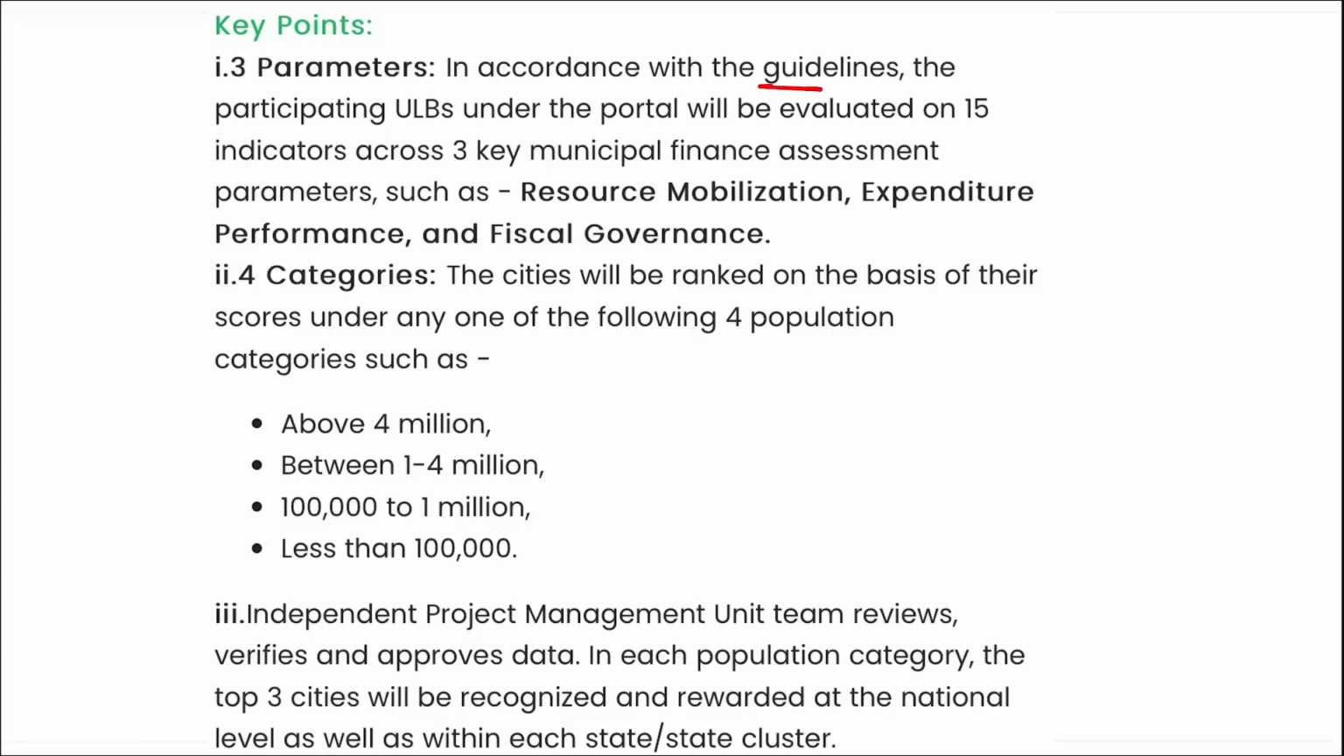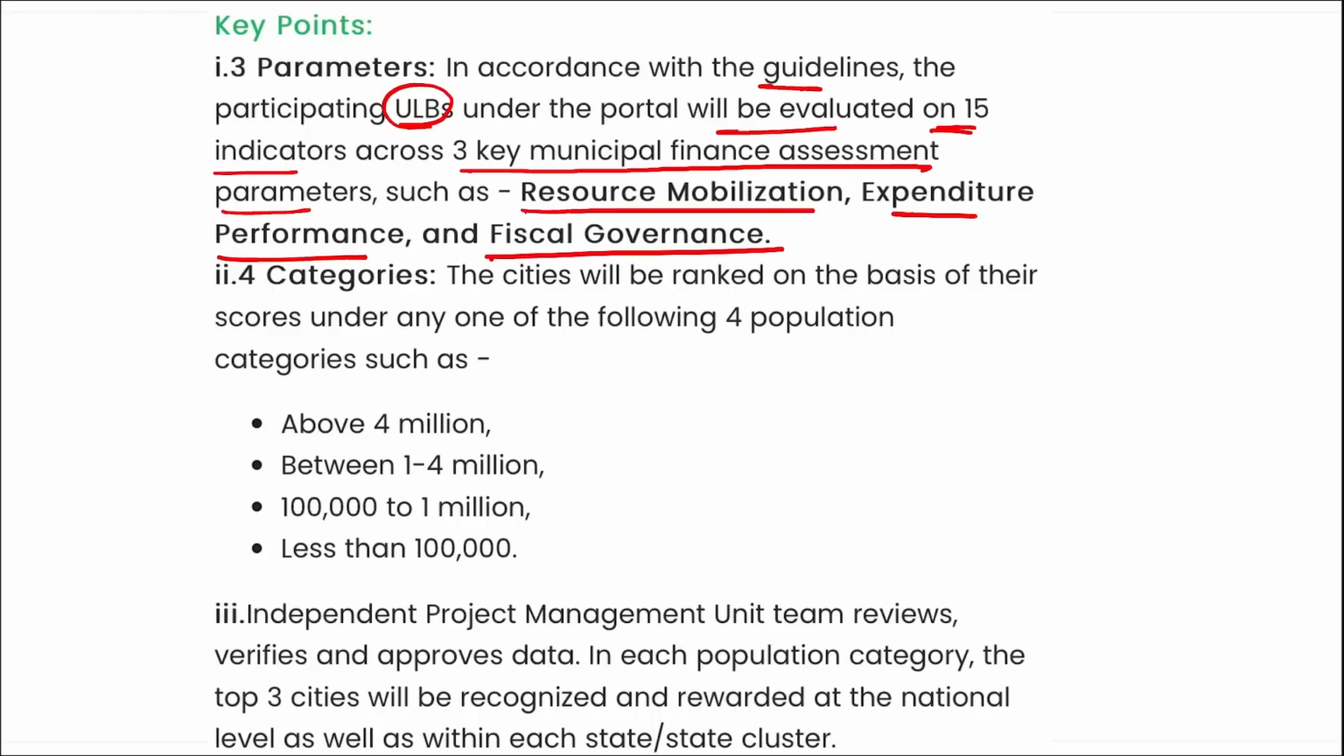In accordance with the guidelines, the participating urban local bodies under the portal will be evaluated on 15 indicators across three municipal finance assessment parameters. These are resource mobilization, expenditure performance, and fiscal governance. All right. Then they will be ranked in four categories: above 4 million population, between 1 to 4 million population, 100,000 to 1 million, and less than 100,000.